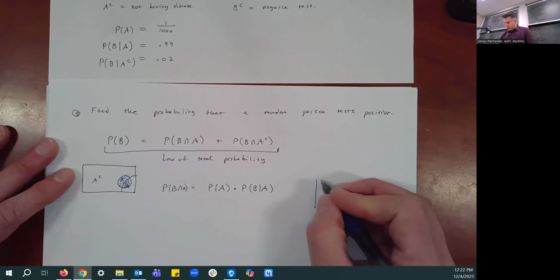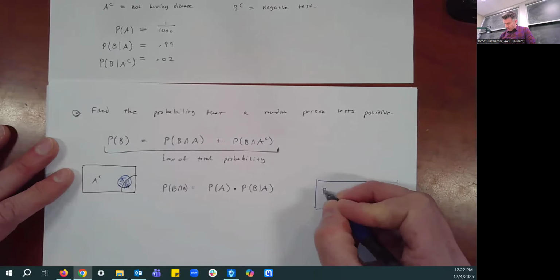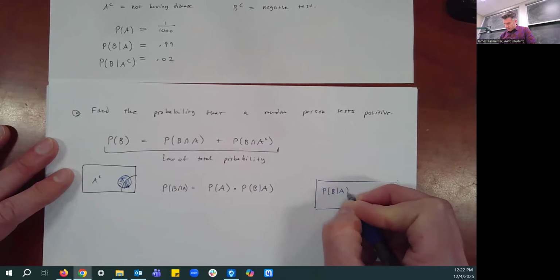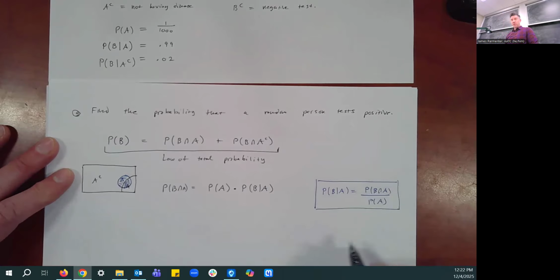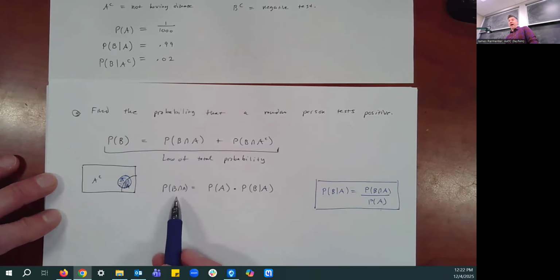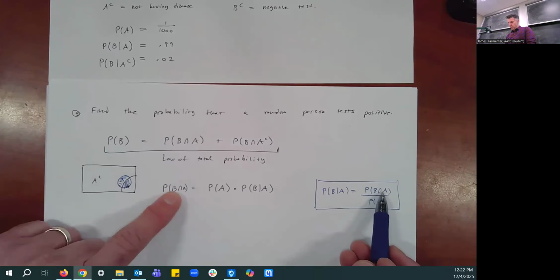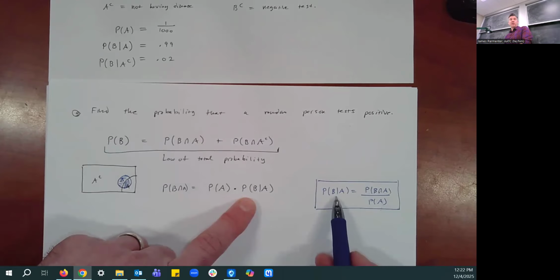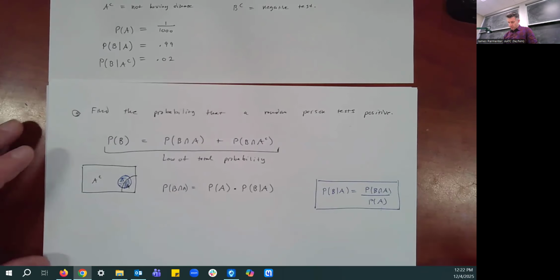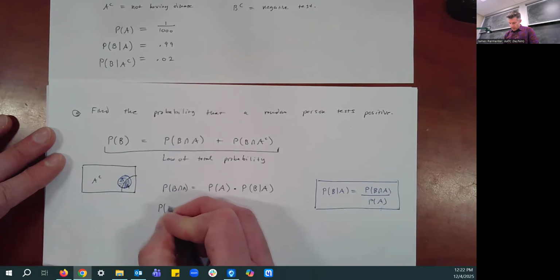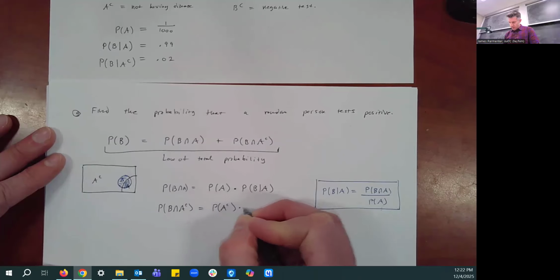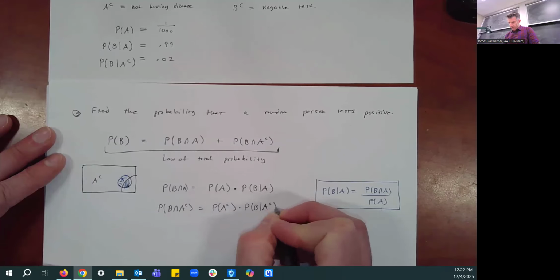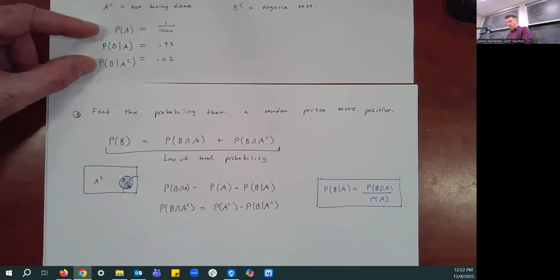I'm thinking of the fact that the conditional probability B given A is equal to the probability of B intersect A divided by the probability of A. So really what I'm doing is taking this equation and manipulating it to look like that. Oh look, B intersect A is just the probability of A multiplied by the probability of B given A. And similarly, the probability of B intersect A complement is just the probability of A complement times the probability of B given A complement. And looking up here, we can see that we have all of those things except for one of them that isn't written down, but we actually do know it.